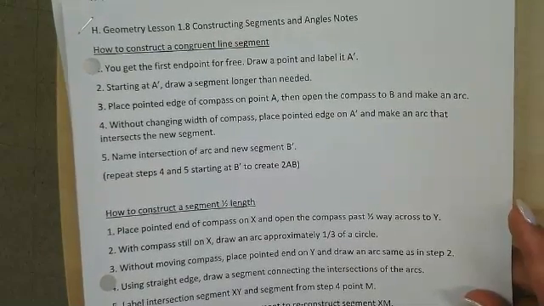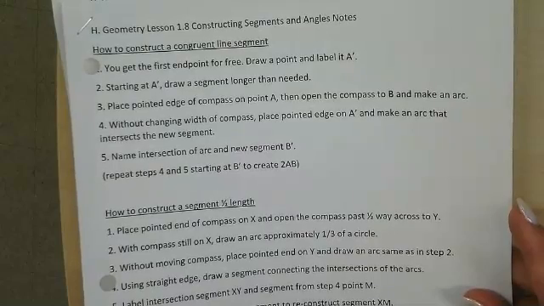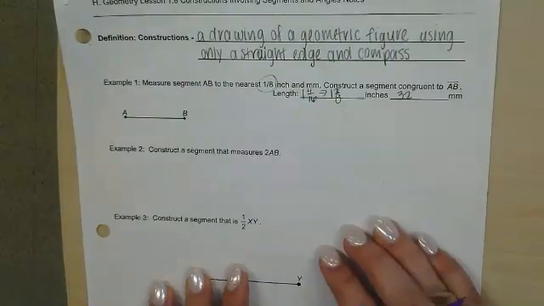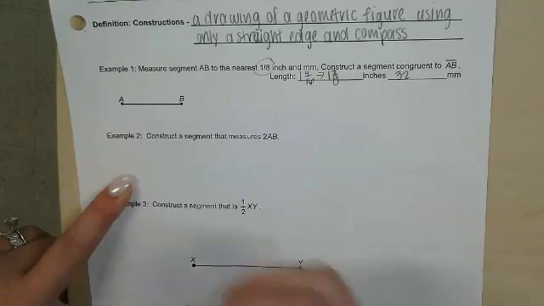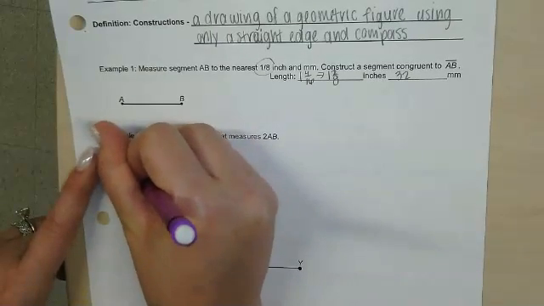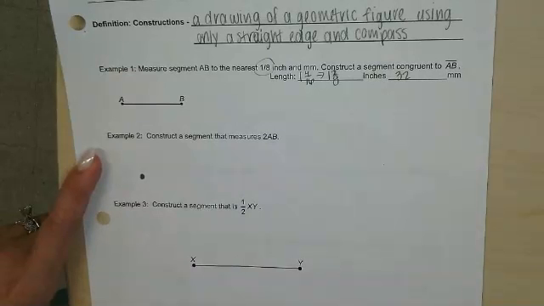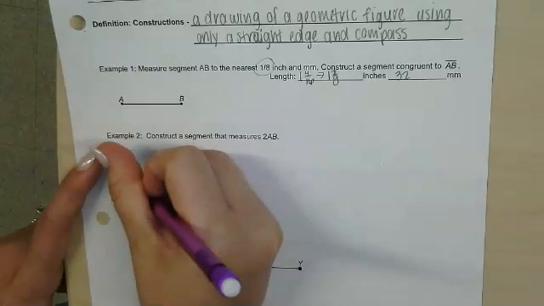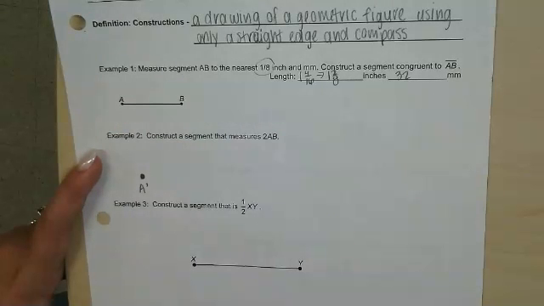It says the first step is you get 1 free endpoint. So down here, where I'm supposed to be constructing this, I'm going to put some endpoint. And what did it say on step 1 that we would label that point? A, and it has this little mark beside it, right? That means A prime. So we name this point A prime, and then it says starting at A prime, you're going to draw a segment longer than needed.